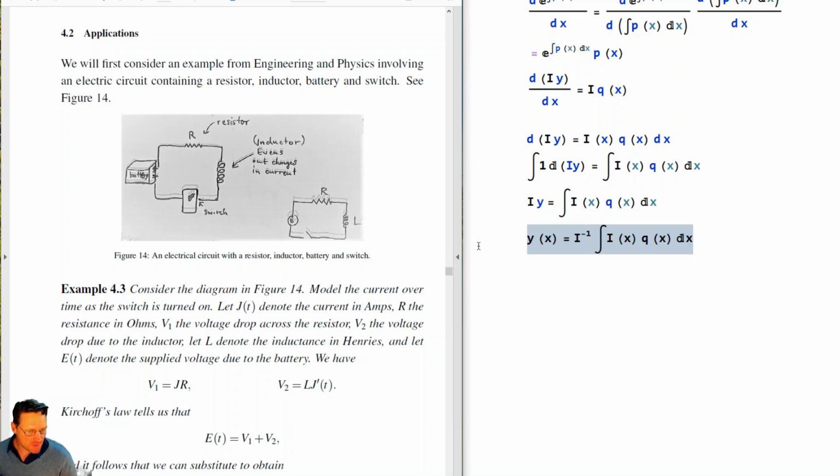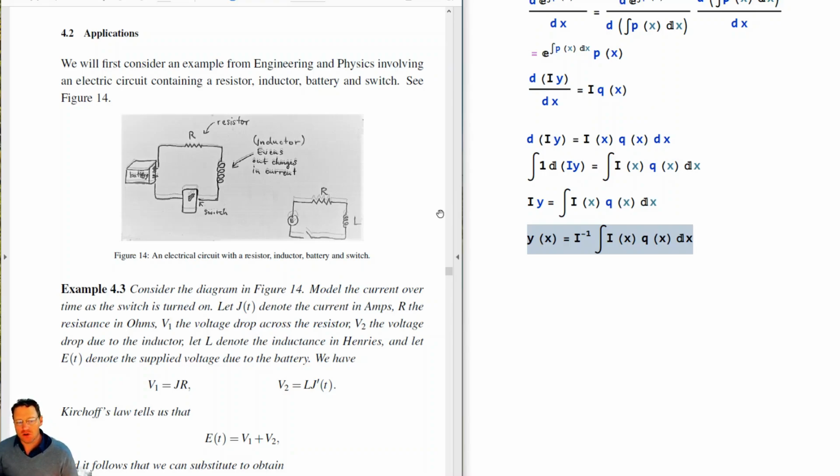All right, so this is an example from physics, or engineering if you like. So consider the diagram. What we're going to do here is model the current over time as the switch is turned on. We let J(t) denote the current in amps, let R denote the resistance in ohms, let V1 denote the voltage drop across the resistor, let V2 denote the voltage drop due to the inductor, and let L denote the inductance in henries. Let E(t) denote the supplied voltage due to the battery.